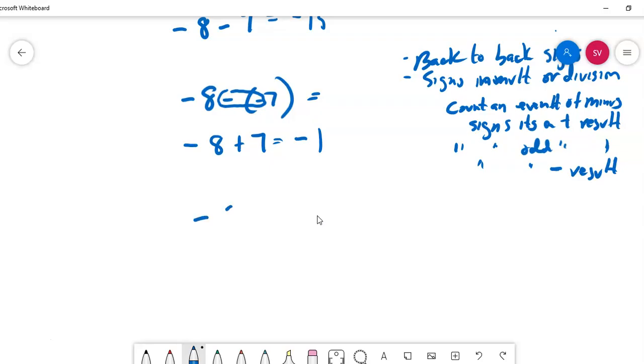It really doesn't matter if I have minus 6 over minus 3, wherein this is involved in division. The same rule applies. I count 1 minus sign, 2 minus signs, that's even. So that's going to give me a positive result. 6 over 3 is 2, so we just get 2.